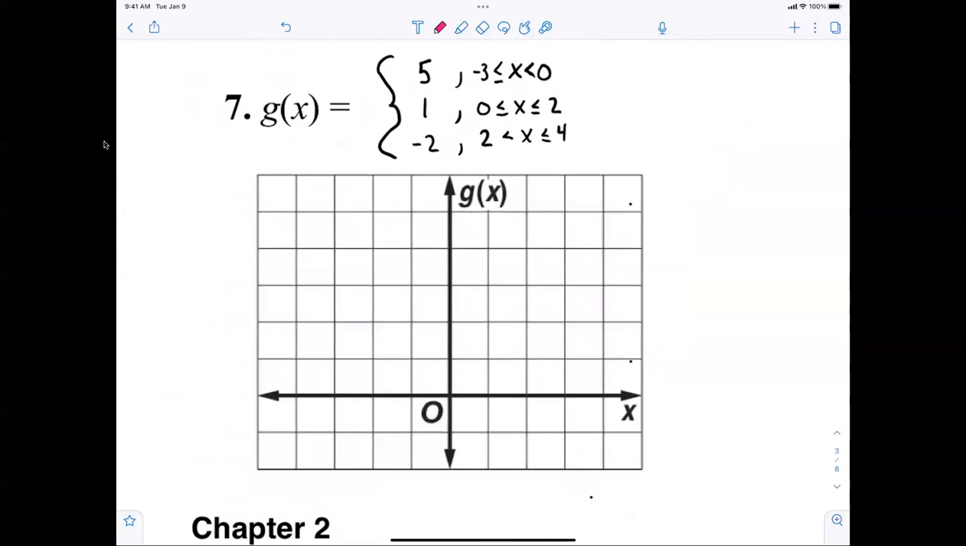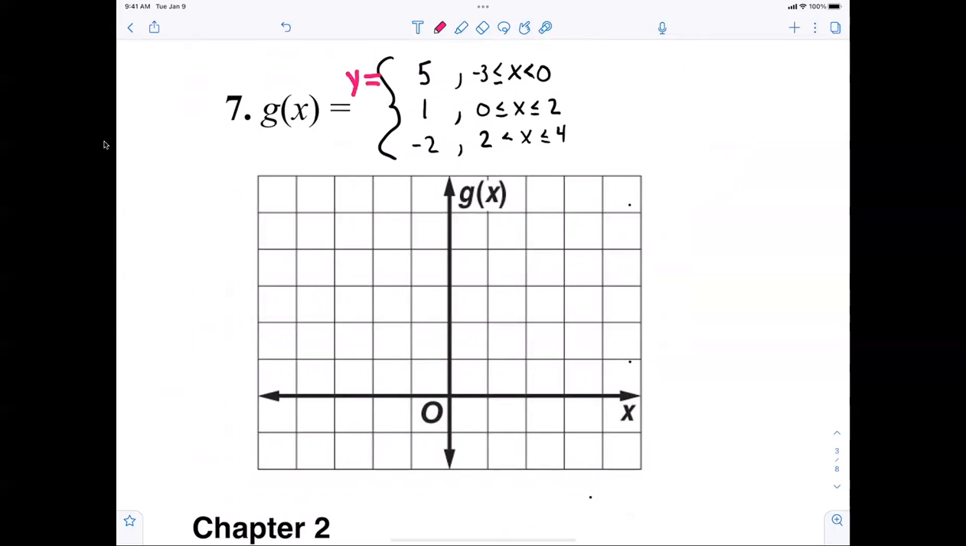Okay, now number 7. So understand this is just graphing y equals 5, y equals 1, and y equals -2. And you're graphing 5 from what? Anything between -3 and 0. So I'm counting up 5: 1, 2, 3, 4, 5. Open circle. And I'm going to -3. Then that would be a solid dot. Everybody okay with that?